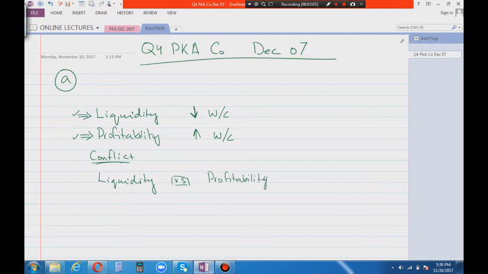So basically there's a trade-off between liquidity and profitability. If you improve your liquidity, then you won't be able to improve profitability. So basically you have to tell the examiner that you will be looking for a balance between liquidity and profitability, or you can say that you will be looking for a balance of working capital. You should not keep too much working capital, you should not keep too less working capital. So objectives and conflicts, and this way you can easily get 3 marks out of 3 marks.